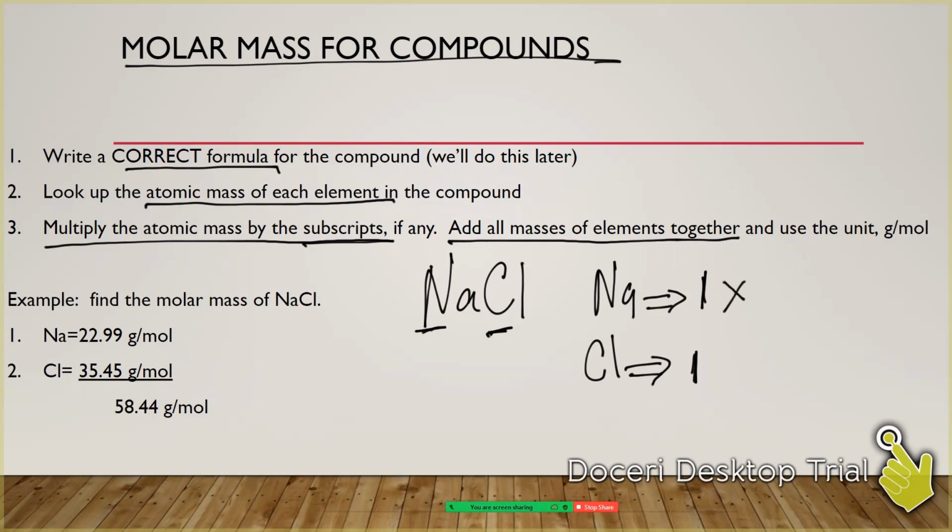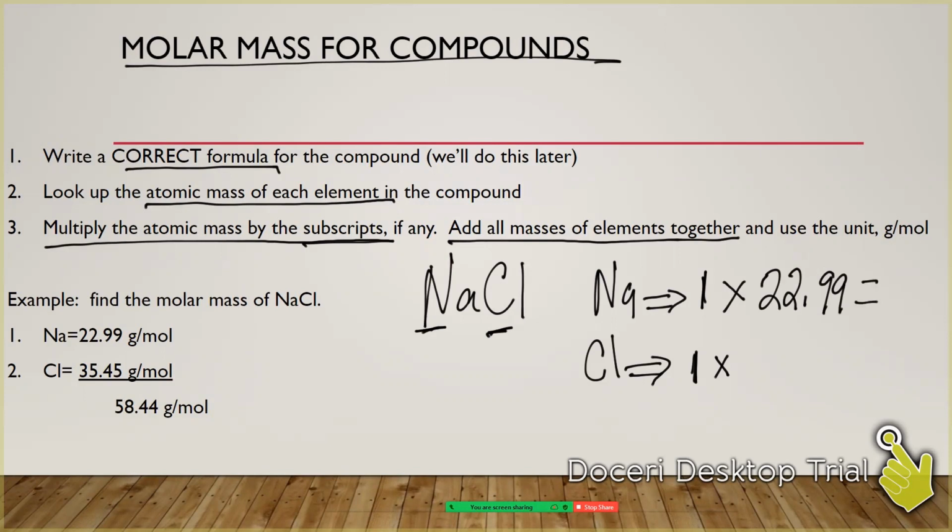And then I'm going to multiply that by their atomic mass off the periodic table. So if you look at your green sheet, sodium is element number 11. It's a group 1 metal. So I'm going to take its mass and round it 2 places past the decimal. So that would become 22.99. And then I'm going to do the same thing for chlorine, which is element number 17.